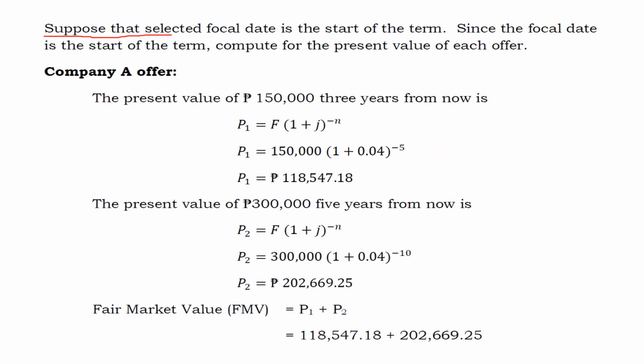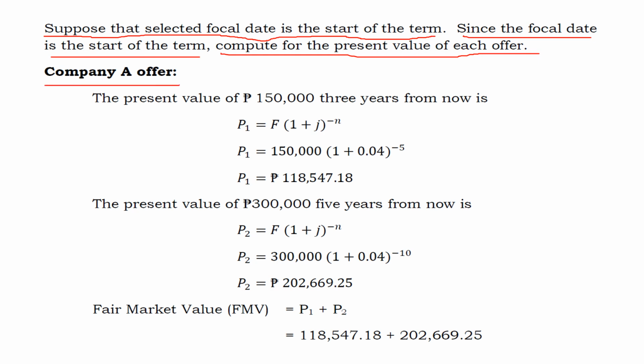So suppose that the selected focal date is the start of the term. Since the focal date is the start of the term, compute for the present value of each offer. Let's deal now with the present value for the company A offer. So the present value of 150,000 pesos 3 years from now, because they offer that the borrower will receive 150,000 at the end of 3 years.